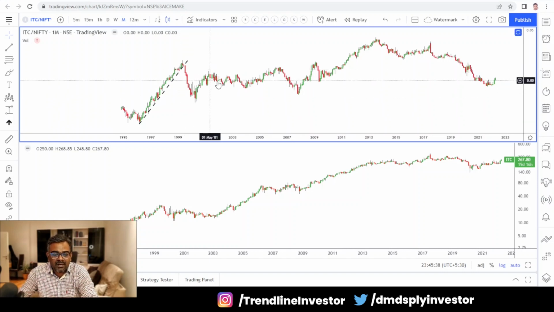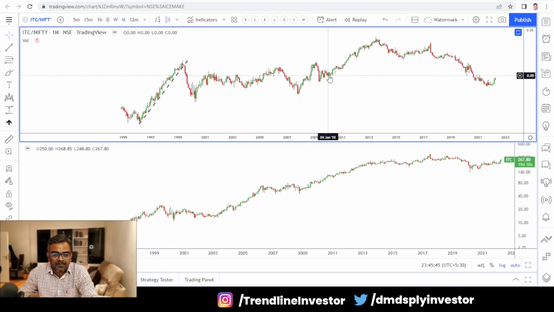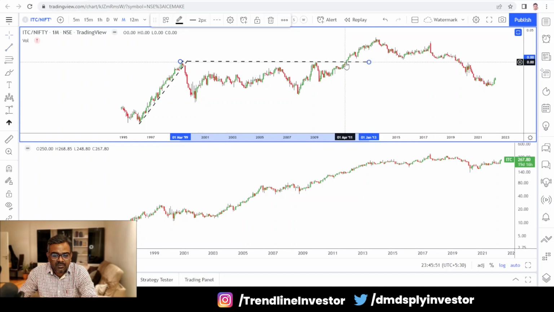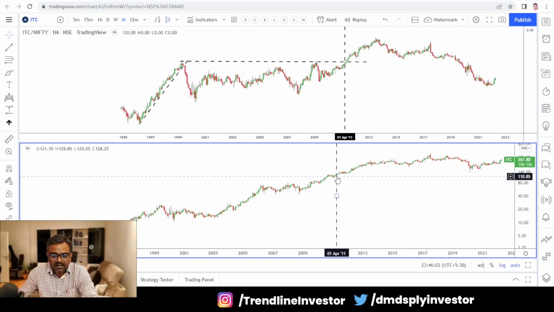And then we've had the sideways movement in relative strength, which means ITC has been performing almost similar to the benchmark for all these years. And then we had a move up here. If you plot this here and here, around this time in April 2011, I'm going to plot a line there so that you notice that point. So that's somewhere here. Now, ITC had a breakout here, in fact the breakout happened here, and then the strength also had a breakout and it started going higher.